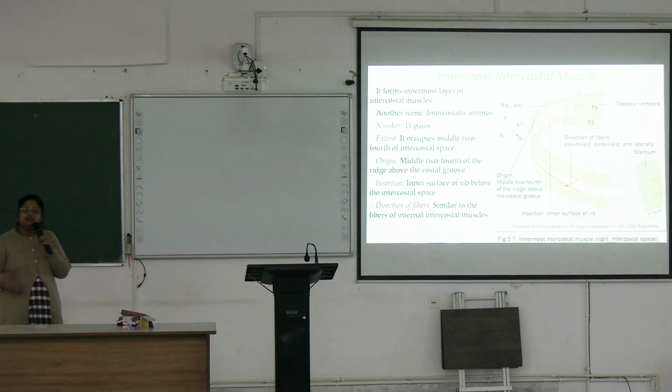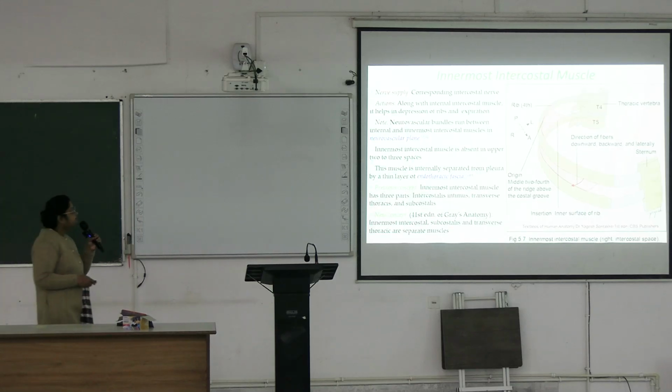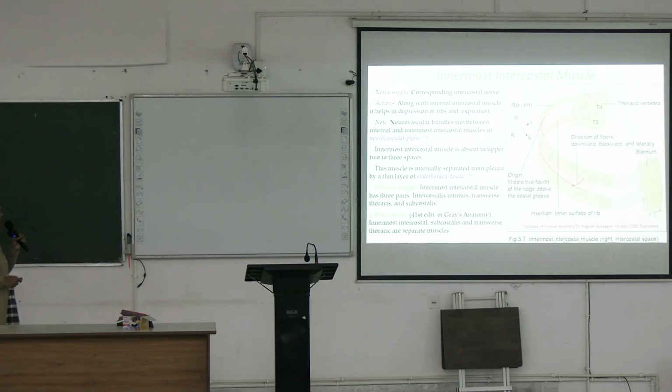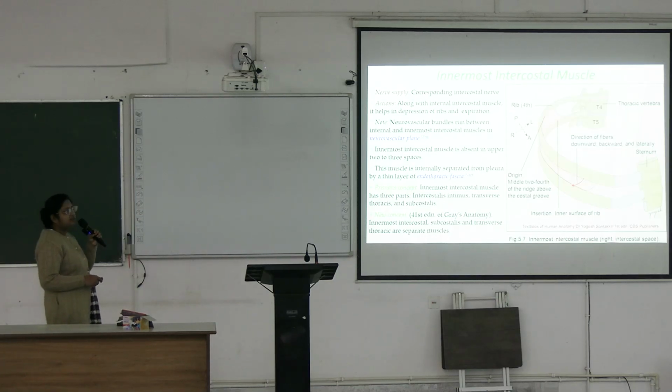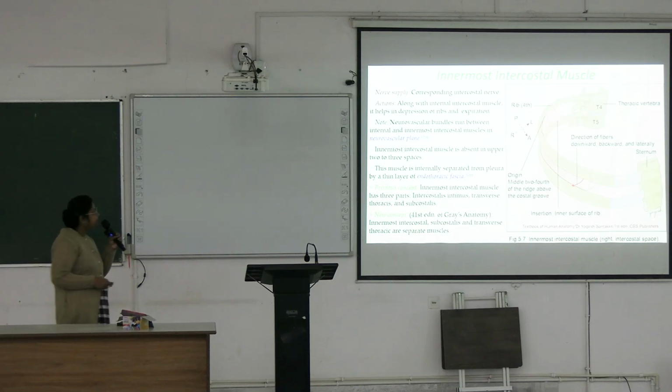Okay, so three intercostal muscles we have discussed. And nerve supply is by the corresponding intercostal nerve. Action is along with internal intercostal, helps in depression of rib and expiration. It also helps in expiration.